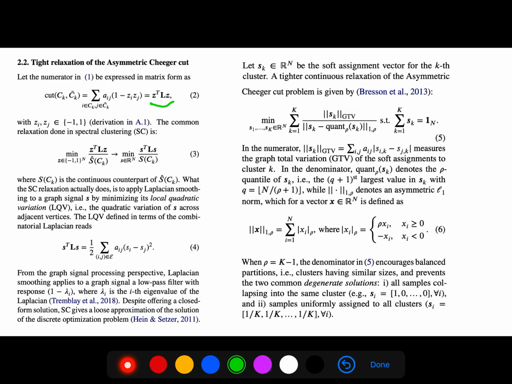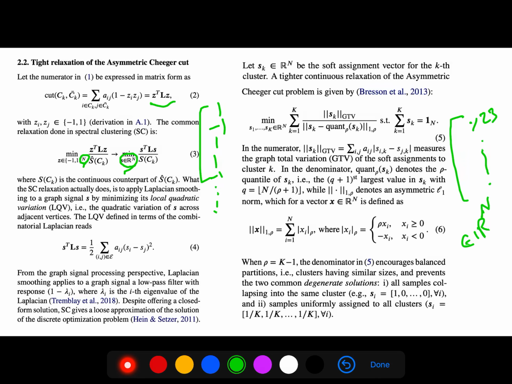The common relaxation done in spectral clustering is this one. Instead of taking the discrete values, just -1 and 1, we take Z to be in R^n. So instead of vectors of 1, -1, 1, 1, -1 in Z^n, we take it to be continuous as well. For example, it could be something like this. And so this is in R^n. This is a continuous relaxation.